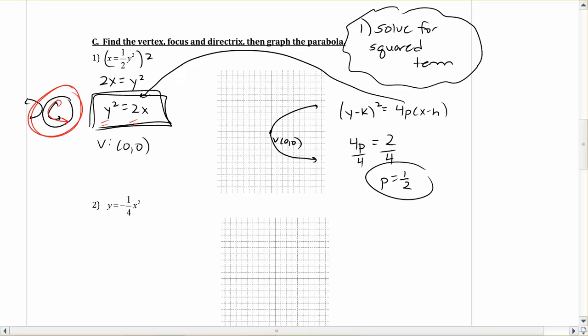And what I'm going to do is go 1/2 unit away from the vertex. So that's just 1/2 away here. That's going to be my focus. So the coordinates for that focus would be 1/2, 0.